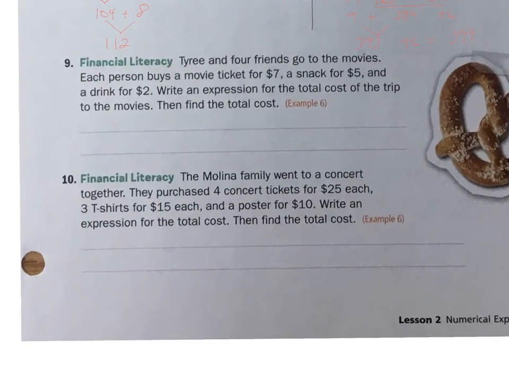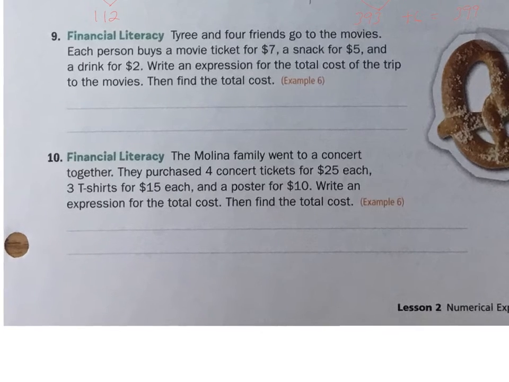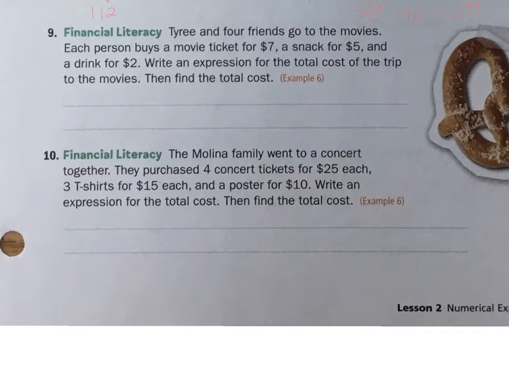Order of operations. All right, let's do 9 and 10. Okay, Tyree and 4 friends go to the movies. Each person buys a movie ticket for $7, a snack for $5, and a drink for $2. Write an expression for the total cost of the trip. Okay. 4 friends.